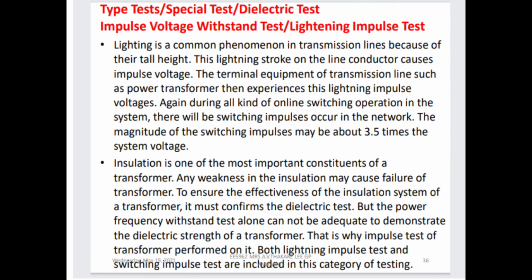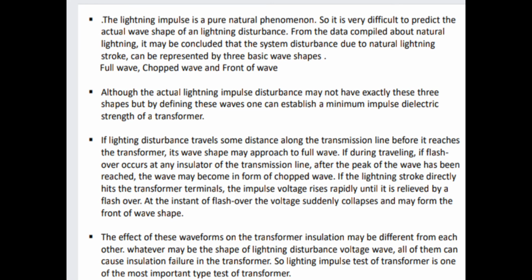To ensure the effectiveness of the insulation system of a transformer, it must conform to the dielectric test. For this we use the dielectric test, but the power frequency withstand test alone cannot be adequate to demonstrate the dielectric strength of a transformer. That is why the impulse test is performed on the transformer. Both the lightning impulse test and the switching impulse test are included in this category of testing.